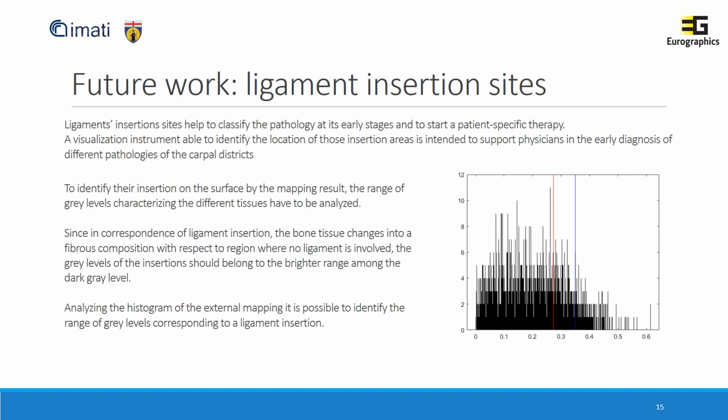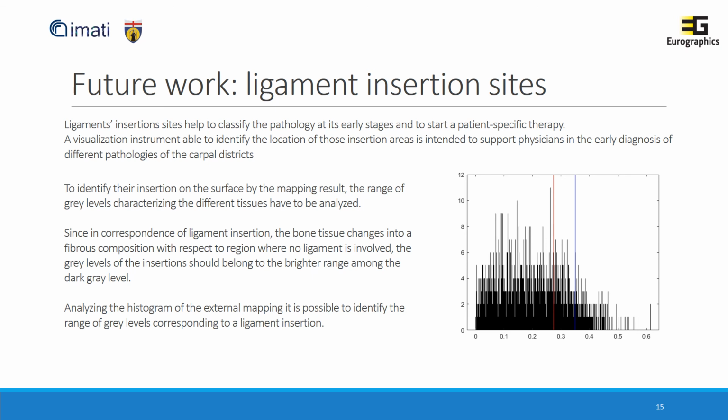In future work, we will focus on the possibility to apply the mapped surface to identify ligament insertion sites. These sites help to classify the pathology at its early stages and to start a patient-specific therapy, so they are relevant for early and specific diagnosis. To identify the insertions on the surface by the mapping result, the range of grade level characterizing the different tissues have to be analyzed. Since in correspondence of the ligament insertion the bone tissue changes into a fibrous composition, the insertions should belong to the brighter range among the dark grey levels.